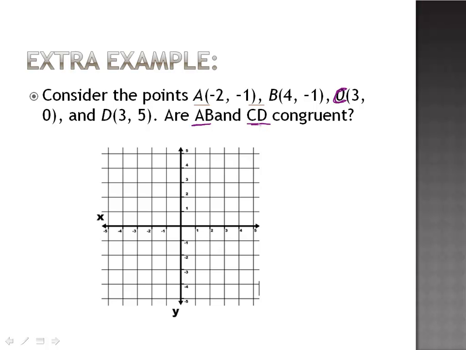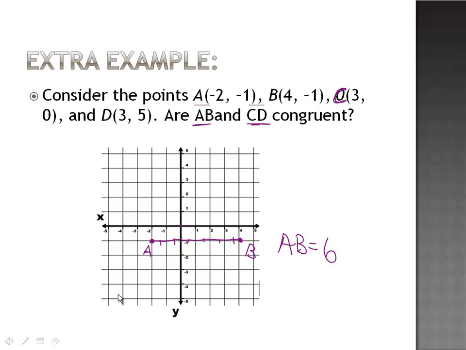Let's start by graphing these points. The point A is (-2, -1), so I'm going to start at (0, 0), go to the left 2, so negative 2, and then go down 1, negative 1. There's my point A. Point B is (4, -1), so if I start at (0, 0) again, I'm going to go positive 4 in the x direction, and negative 1 in the y direction. So here's B. If I draw my line segment AB, I can find the distance AB just by counting the spaces. There's 1, 2, 3, 4, 5, 6 spaces, so the distance from A to B is 6.